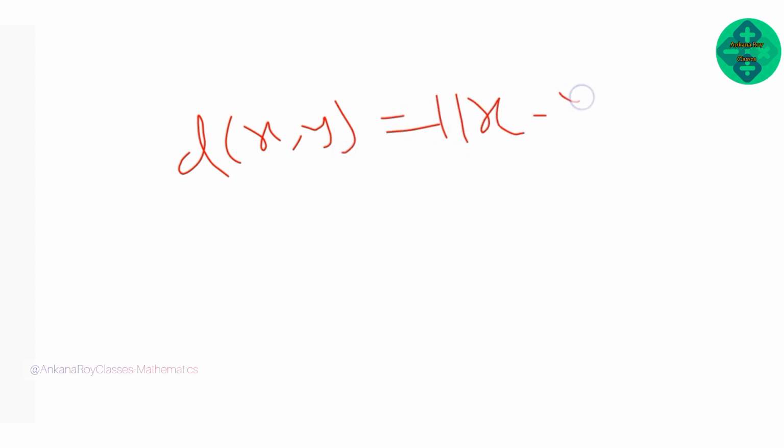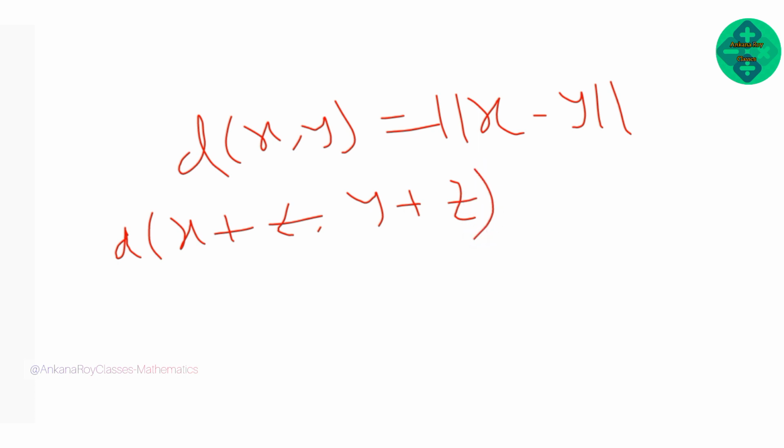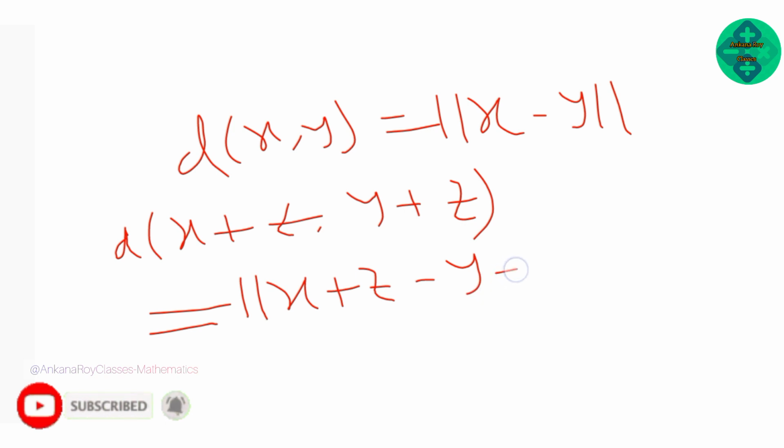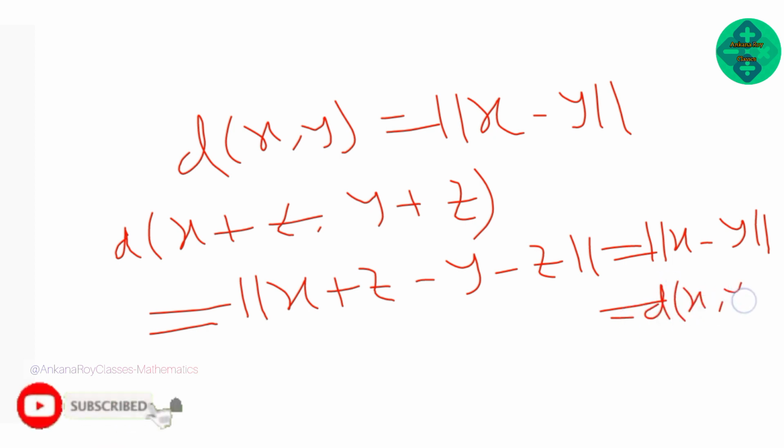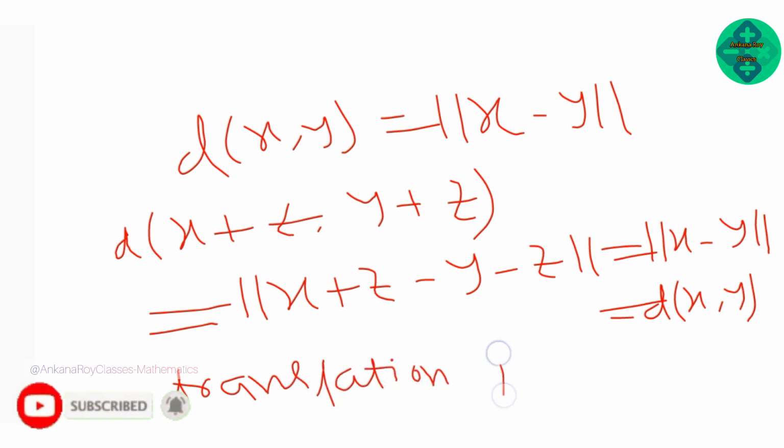And also the metric d(x, y) is equal to norm x minus y is translation invariant. That is, d(x plus z, y plus z) is equal to norm of (x plus z) minus (y plus z). This is equal to norm x minus y, that is d of x, y. So it is translation invariant.